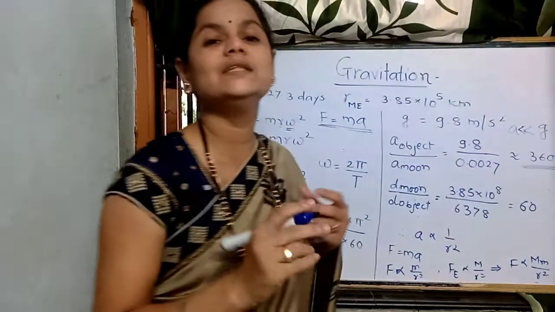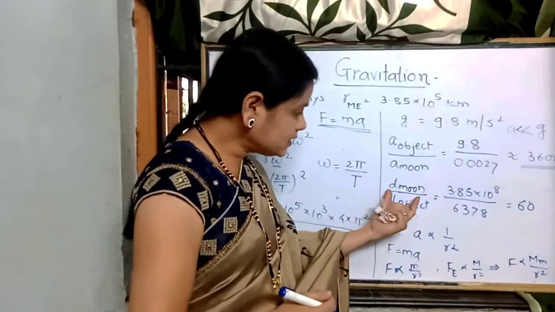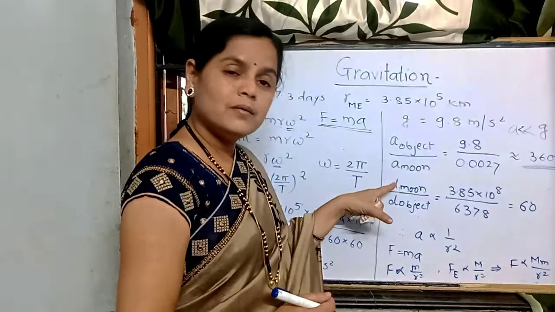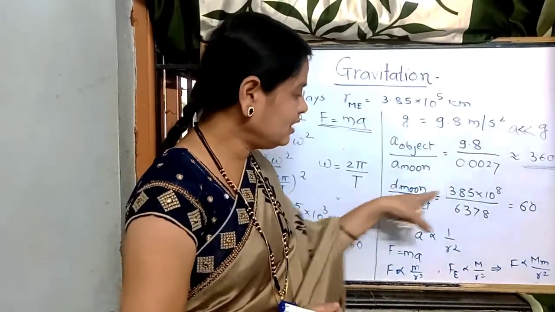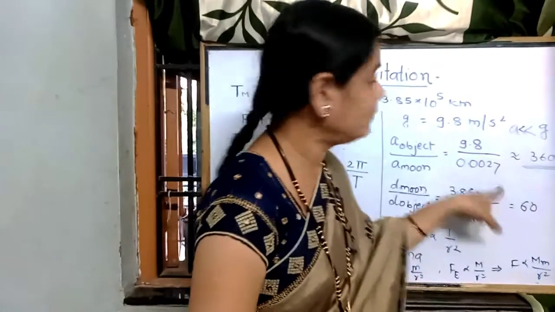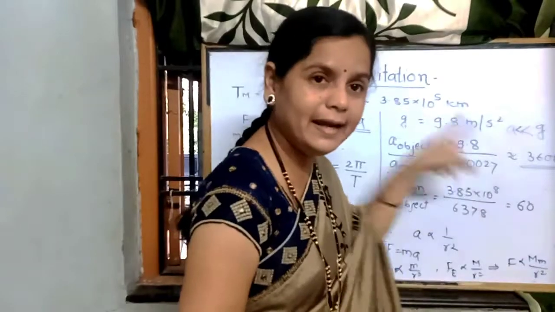Now we know the distance of the moon from the center of the earth is equal to 3.85 into 10 to the power 8 meter. That is 10 to the power 5 kilometer, so 10 to the power 8 meter.